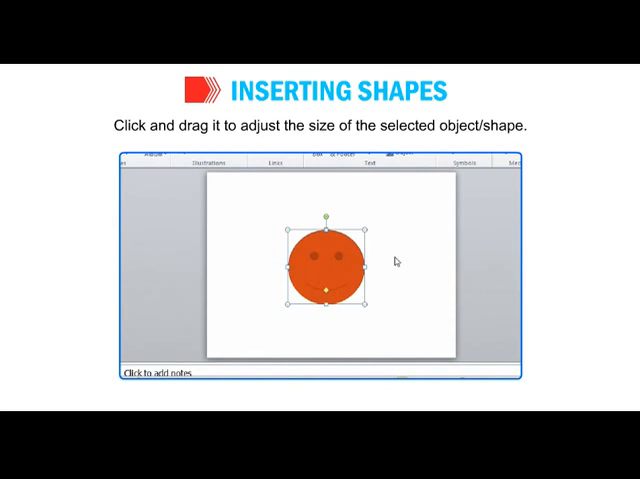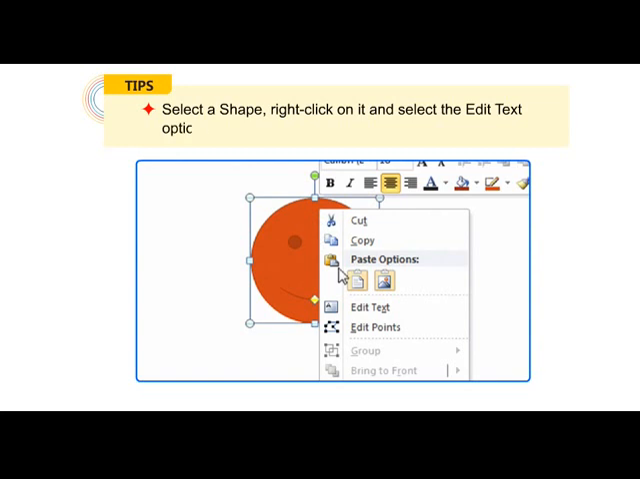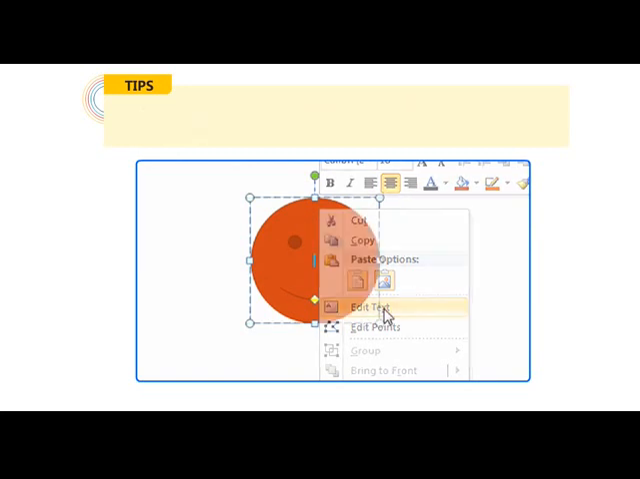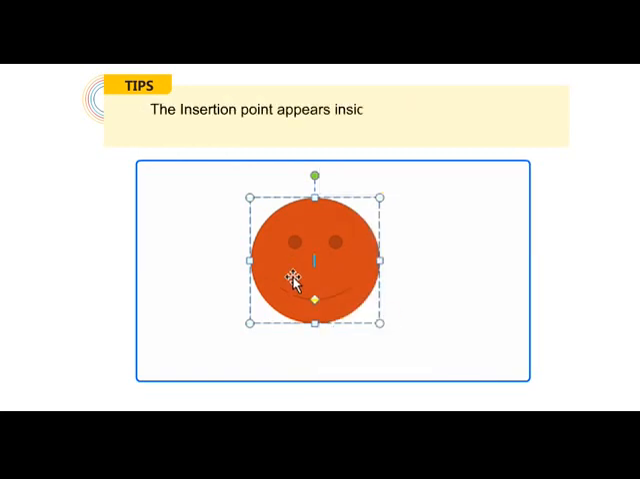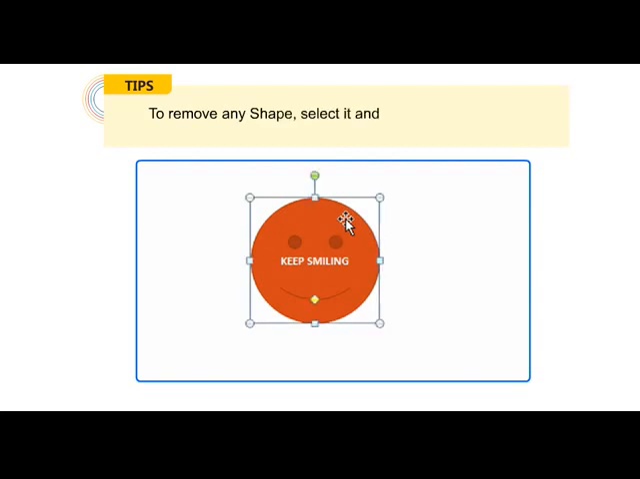Now let me share a tip with you: to insert text in a shape, select a shape, right-click on it and select the Edit Text option. The insertion point appears inside the shape and you can type text. To remove any shape, select it and press the Delete key.